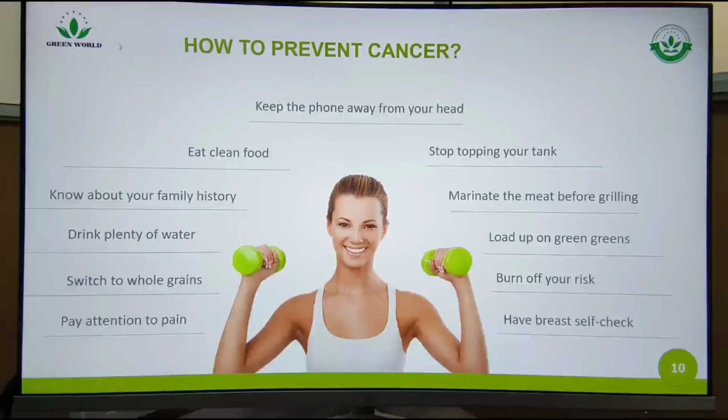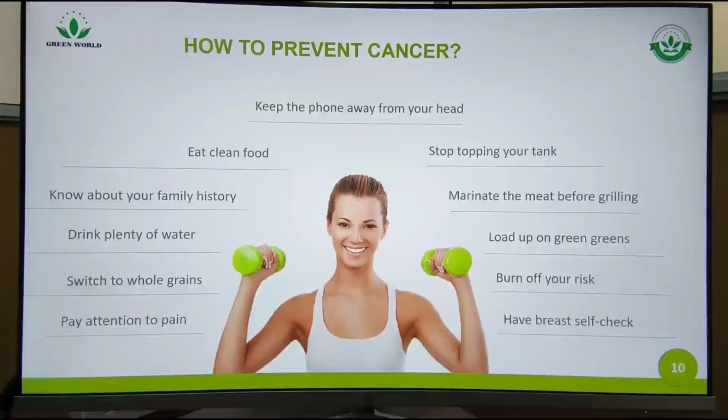Number two is important for you to eat clean food. When I was talking about 4 ways of getting healthy, I take a balanced diet. And the nutrients is what you eat. Balanced diet is what you eat. Nutrients is what your body requires to keep healthy. Then know about your family history. It is important to know whether in your family there was somebody who was having some cancerous.